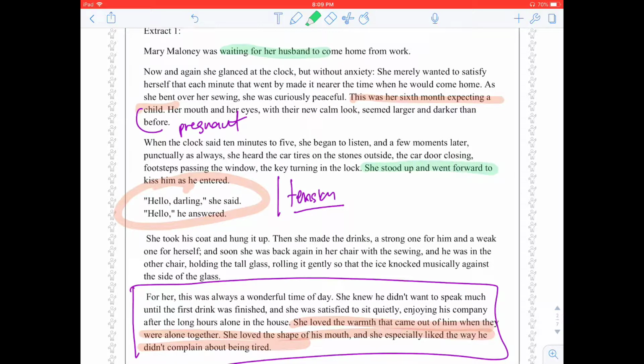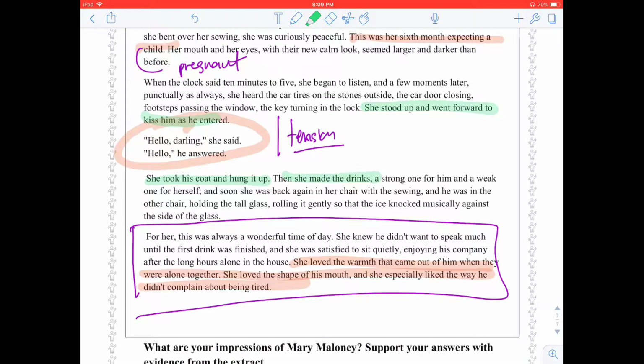She stood up and went forward to kiss him. She took his coat and hung it up. Then she made drinks. She's a very dutiful wife.